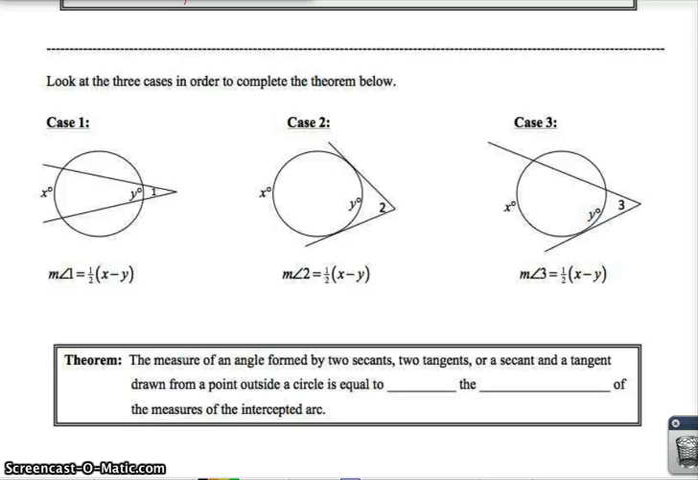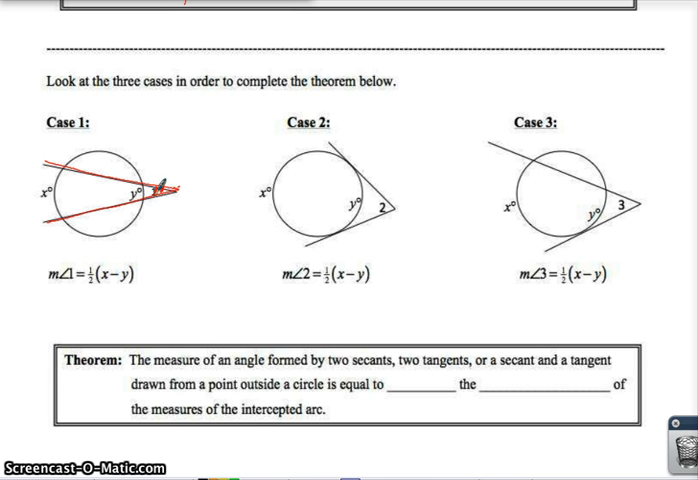So what you need to do is train yourself on seeing the different types of examples you have here. This is where it gets complicated. It's the visual aspect. It's seeing that we have two secants. Secants cut through the circle and they intersect out here and form this angle right here. We're calling it angle 1.